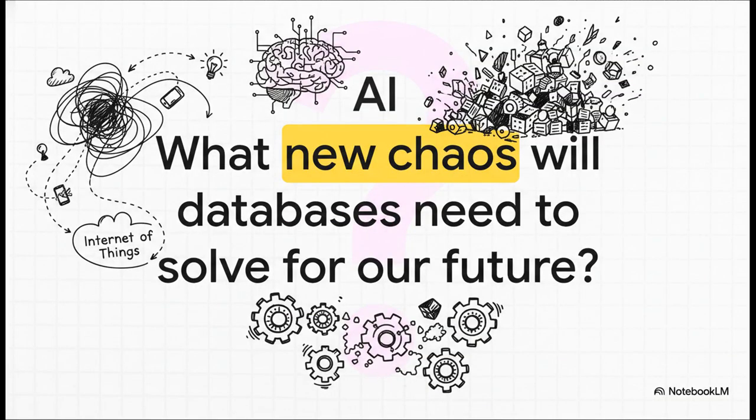Which brings us to one last big question. These systems were the perfect solution for the digital chaos of the past. But what about the chaos of the future? We're talking about AIs that need to learn from mountains of data and billions of tiny devices on the Internet of Things all chattering away at once. It's a whole new kind of mess. So how will these unseen engines have to evolve to manage not just more data, but faster and way weirder data? That's the next big puzzle to solve.